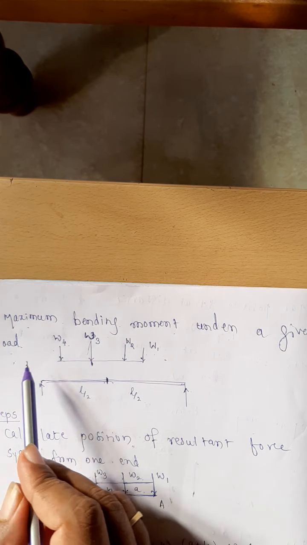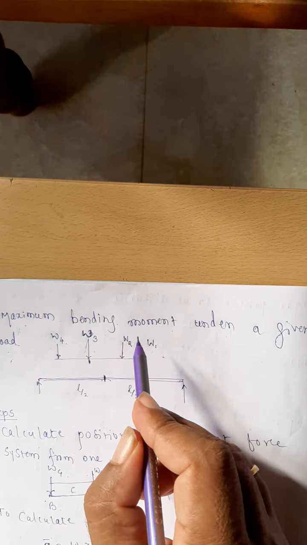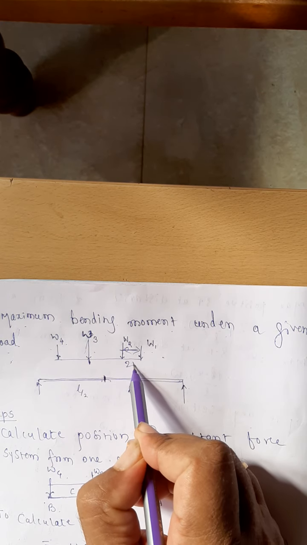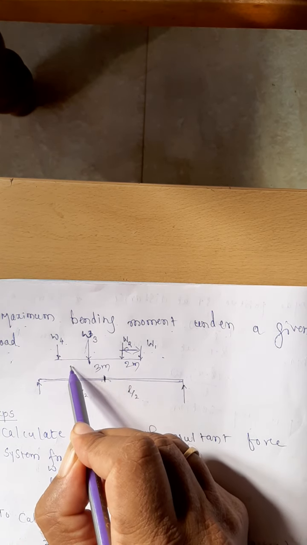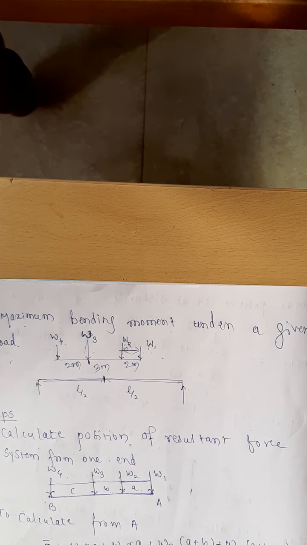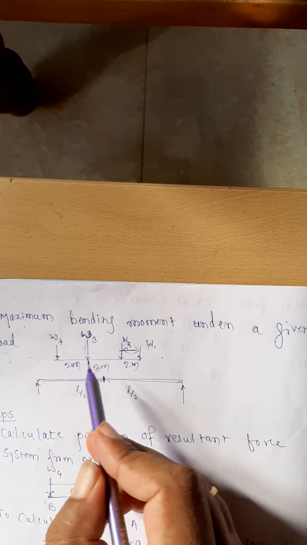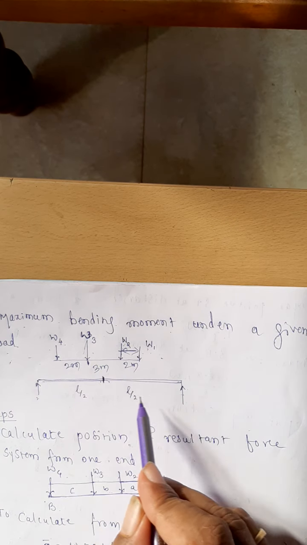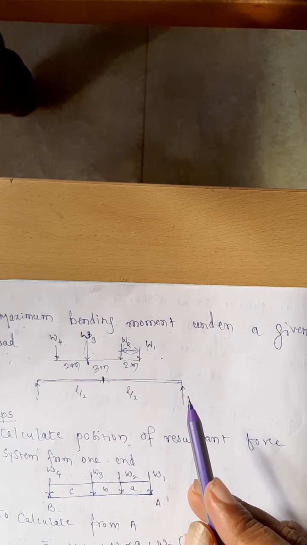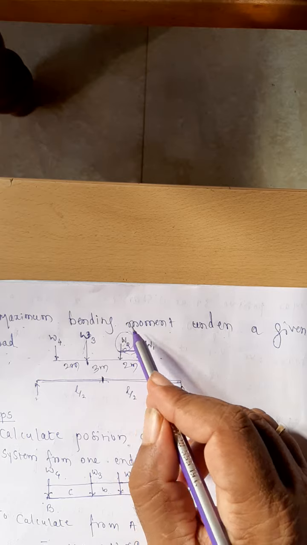They are moving from one end. The loads are interconnected. The distances between them are fixed. He will give you these distances. Say this is 2 meters, this is 3 meters. Again, this may be 3 or 2 meters. And the different loads here will be given. When such loads are moving from one end to the other end, this is the span of the beam. And what he wants is, I want the maximum bending moment under load 2, under load 3.